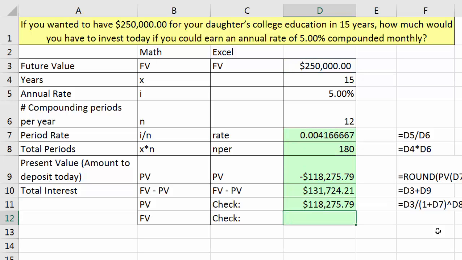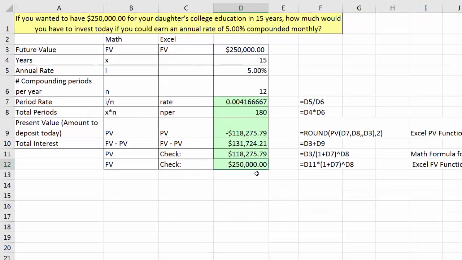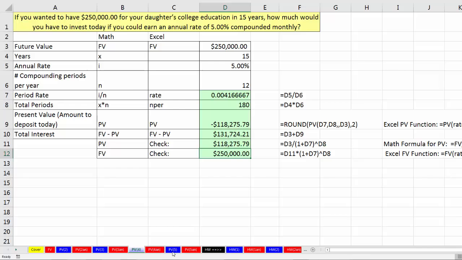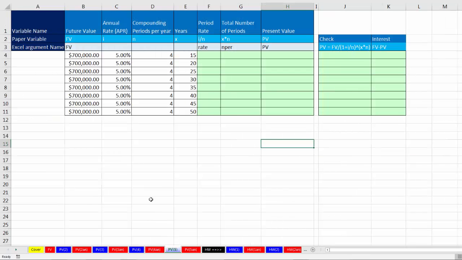I'm going to check future value. Hey, there's the present value. If we put it into the bank and an assumed 1 plus that period rate, and raise to our 180, and enter. And I exactly get 250,000. All right, let's go look at our last example for present value on PV5.